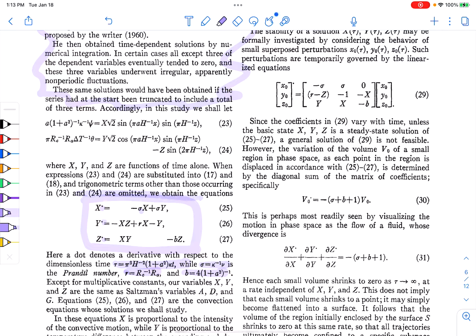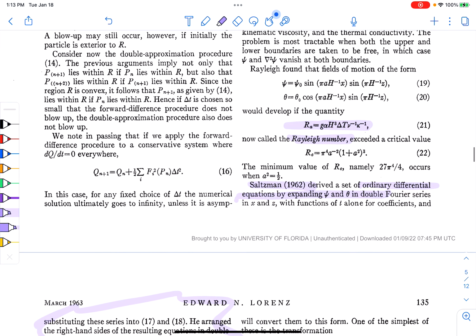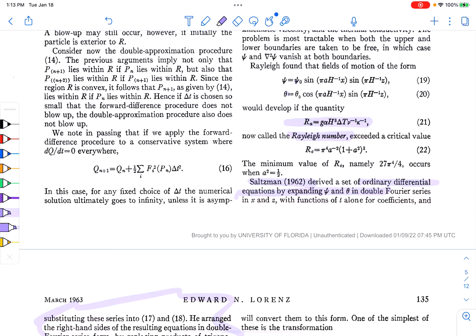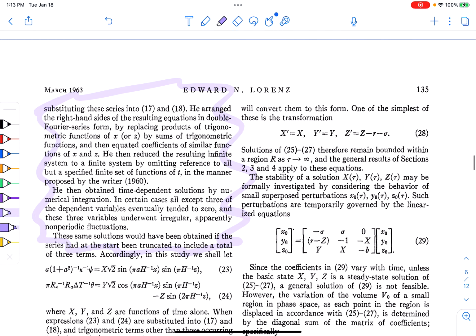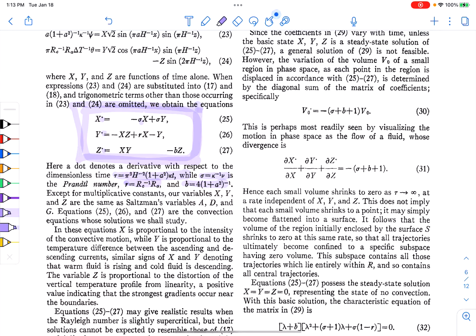But if you solve this set of ODEs, you can backtrack and recover, of course, psi and theta, and then recover the velocity field and pressure and temperature. So that's the big picture of the process. And so we'll be focusing on these 3 differential equations.